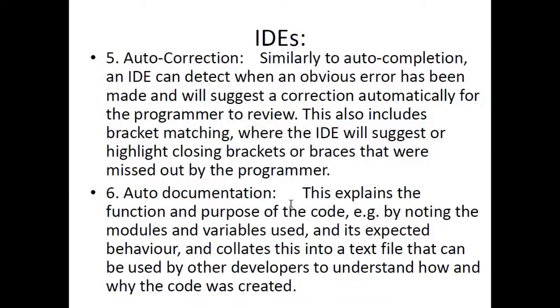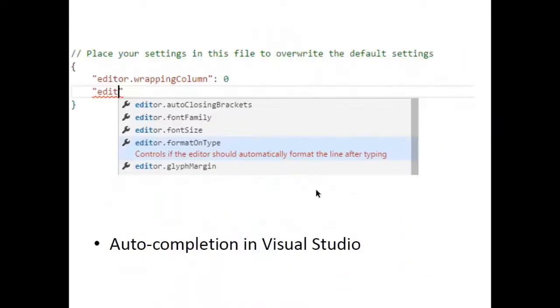Auto documentation. This explains the function and purpose of the code, e.g. by noting the modules and variables used and its expected behavior, and collates this into a text file that can be used by other developers to understand how and why the code was created. This line controls if the editor should automatically format the line after typing or not, is an example of that.